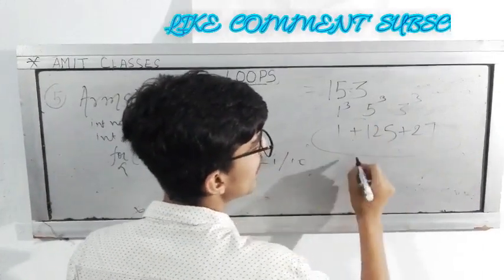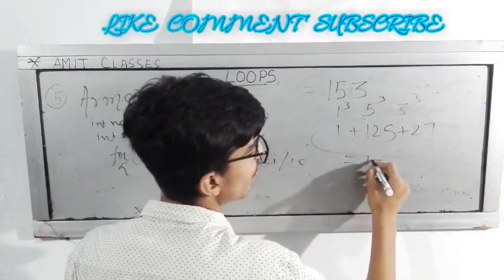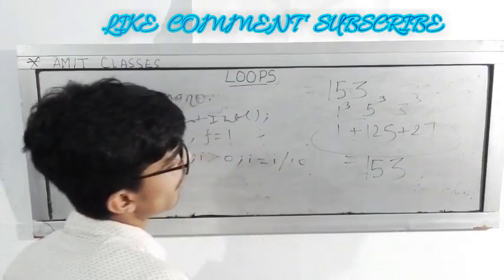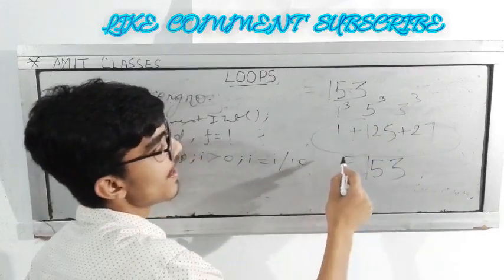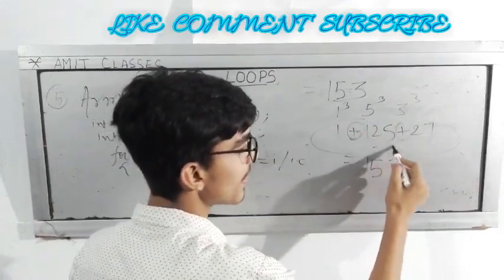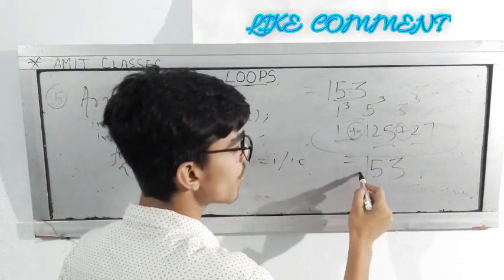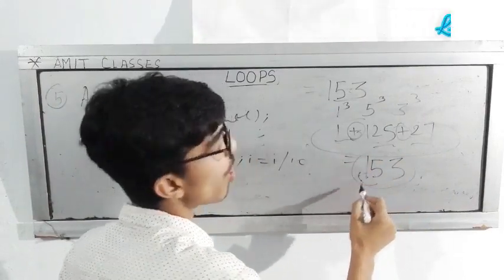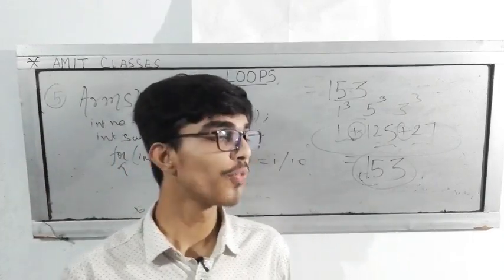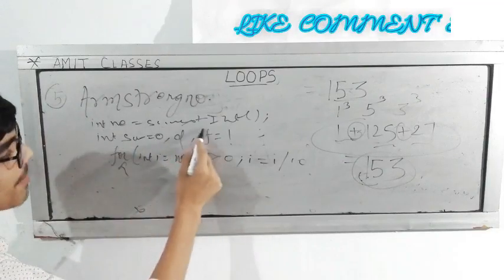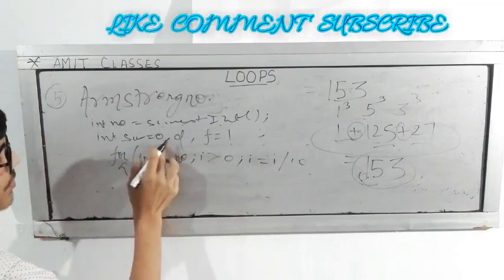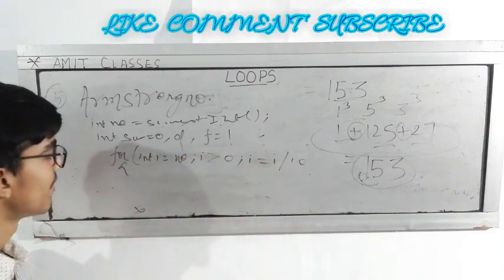So now adding all these we will get outcome as 153. So if we cube any number and add cubes of all the digits, then when the outcome is equal to the original number, it is called an Armstrong number. So for this we have to write a program in Java. So int number we have taken as input. Here we have declared sum is equal to 0.